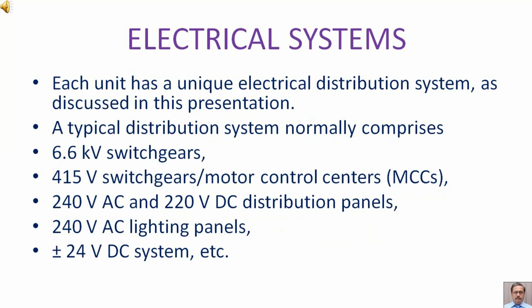Electrical systems. Each power generating unit has a unique electrical distribution system as discussed in this presentation. A typical distribution system normally comprises 6.6 kilovolt switchgears, 415 volt switchgears, motor control centers, 240 volt AC and 220 volt DC distribution panels, 240 volt AC lighting panels, plus minus 24 volt DC systems, etc.